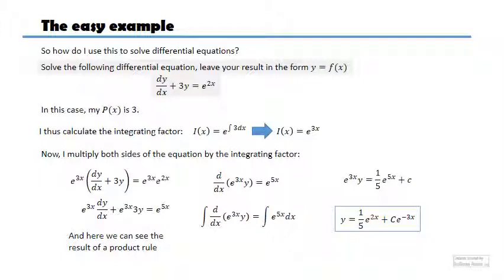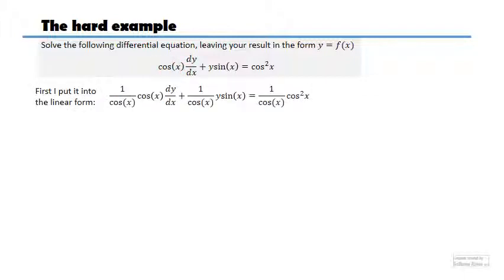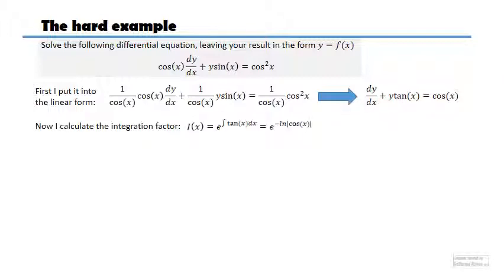Let's do a slightly harder example. Here are some trigonometric functions. Again, remember I told you at the beginning that if you have something here, you can just divide everything by it. So if I multiply everything by 1 over cos x, I end up having my equation in the linear form. And now I just do it the same way. Calculate the integrating factor. There you go.